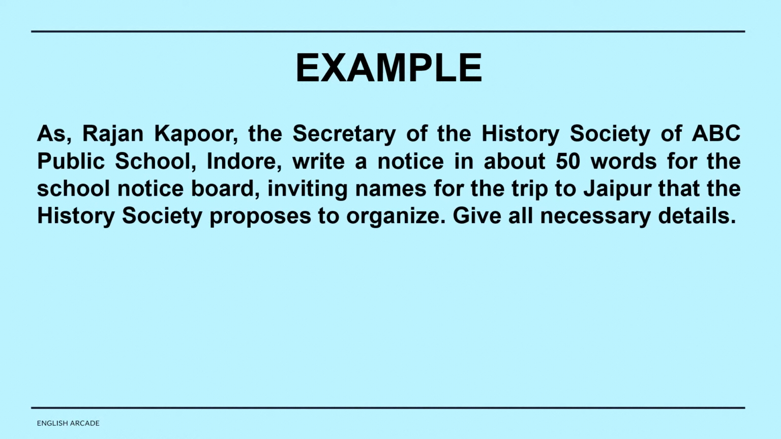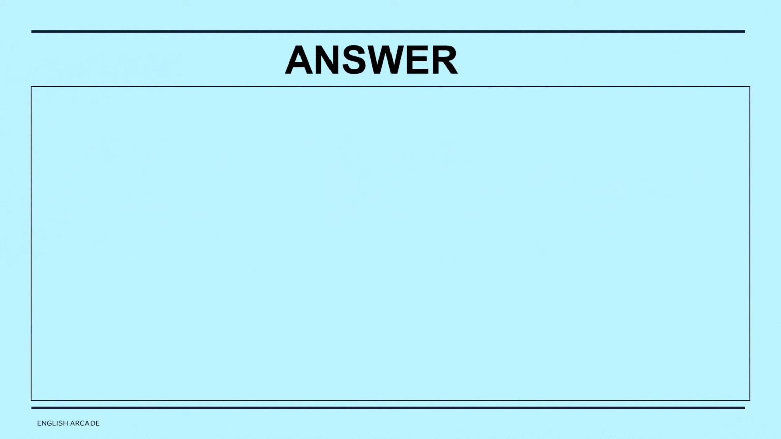Let us understand how to write a notice with the help of this example. As Rajan Kapoor, the Secretary of the History Society of ABC Public School, Indore, write a notice in about 50 words for the school notice board, inviting names for the trip to Jaipur that the History Society proposes to organize. Give all necessary details. Let's try to answer this question.